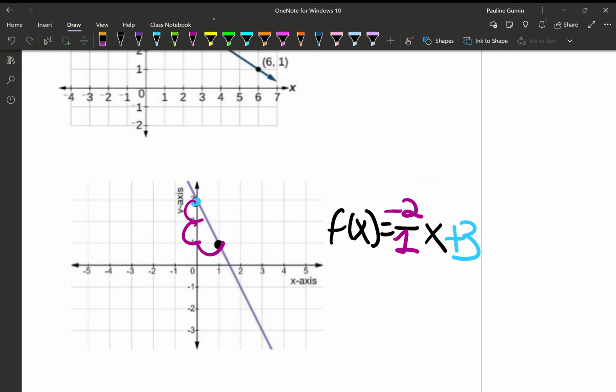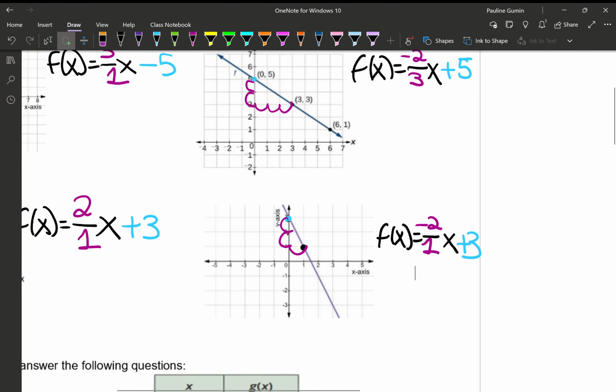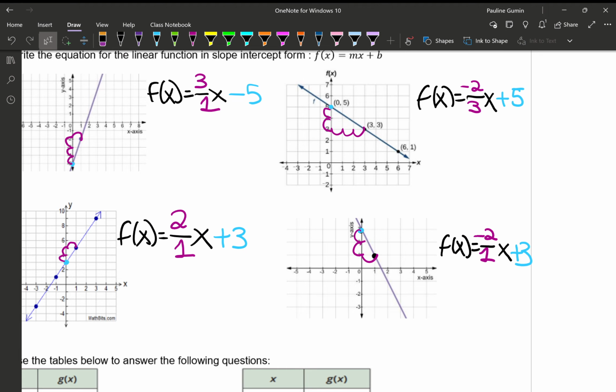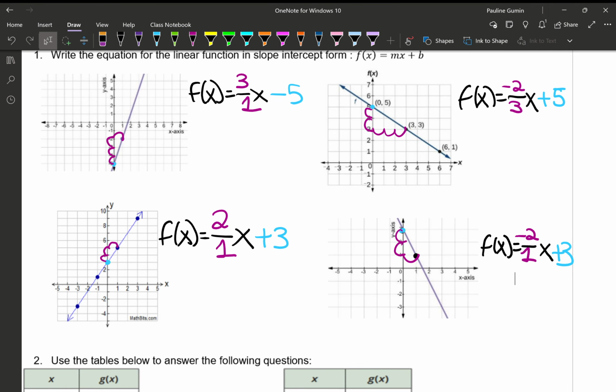I'll make this just a little smaller. Perfect. So that's how we look at graphs and then write slope-intercept form from them.